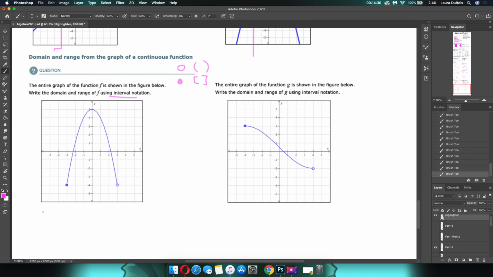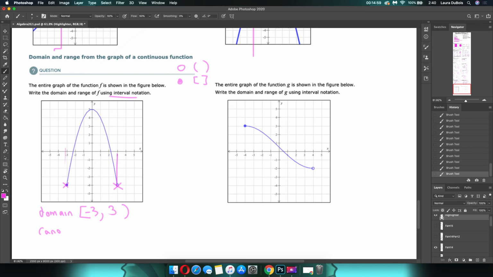Domain is your x value. So for domain, we want to figure out where it starts and where it stops. It starts here, it stops here. That's closed, excuse me. Since it is closed, you need a bracket. And what's my x value? Trace it up, negative 3. Over here, that is open, so I need a parentheses. Trace it up. What's my x value? 3. So far, so good.